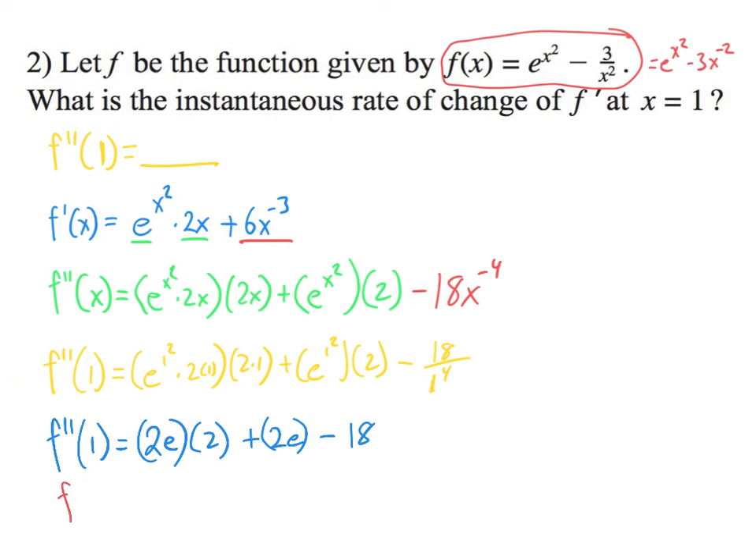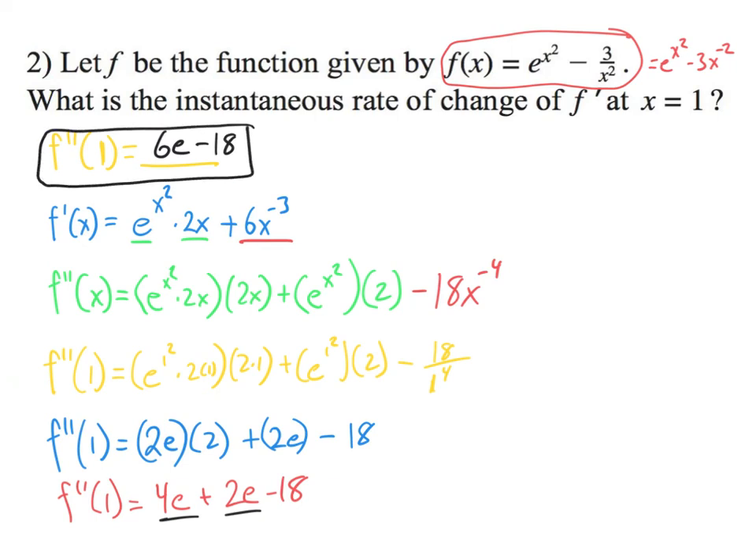Okay, so let's keep cleaning it up here. Won't that leave us 4e plus 2e minus 18? And what's 4e plus 2e? Isn't that going to be 6e minus 18? And that is my final answer right there.